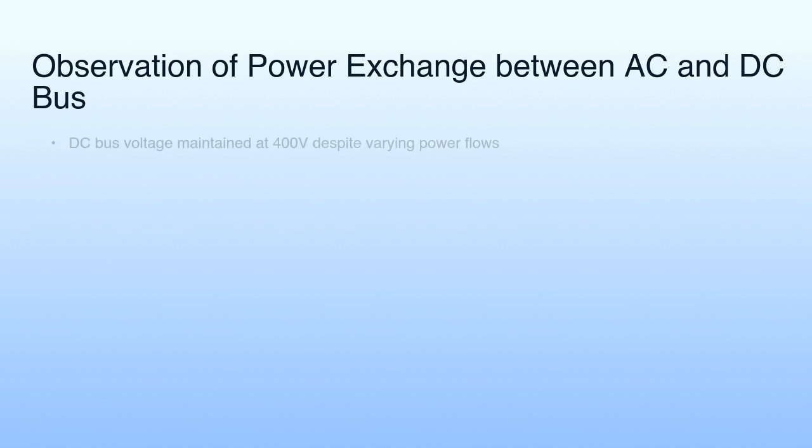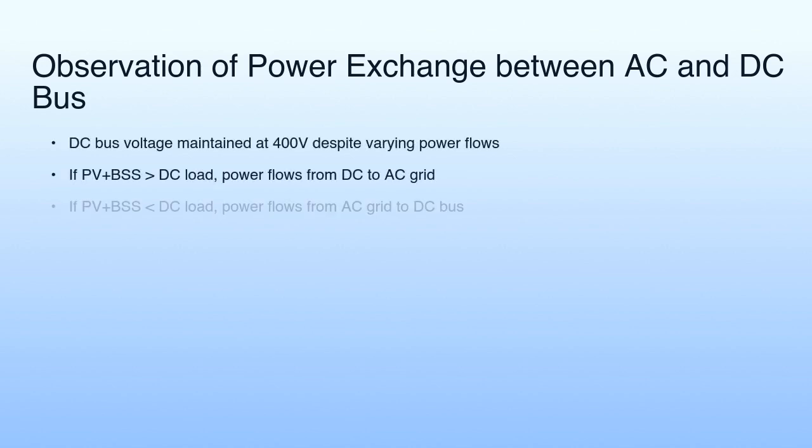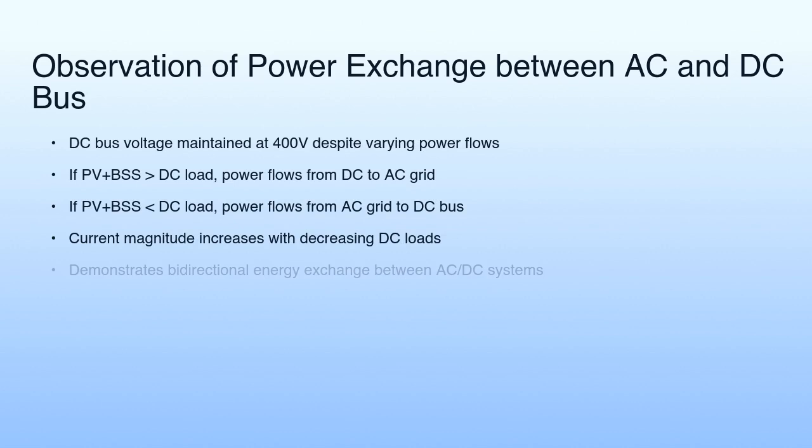The video then observes the bidirectional power exchange between the AC and DC bus, where the DC bus voltage is maintained at 400 V despite varying power flows, with power flowing from the DC to AC grid or vice versa based on the load conditions.